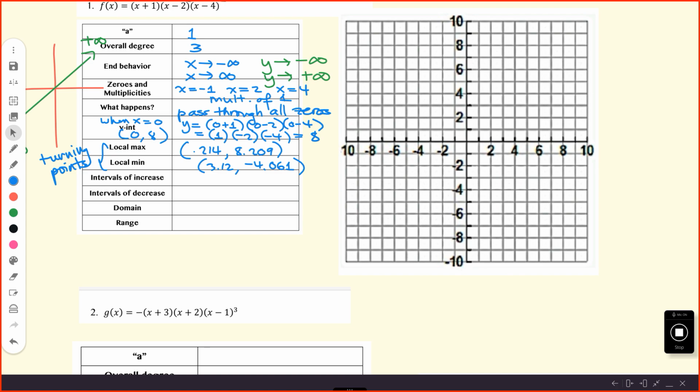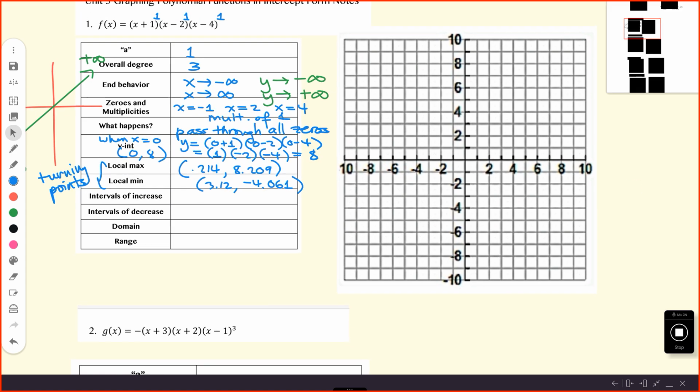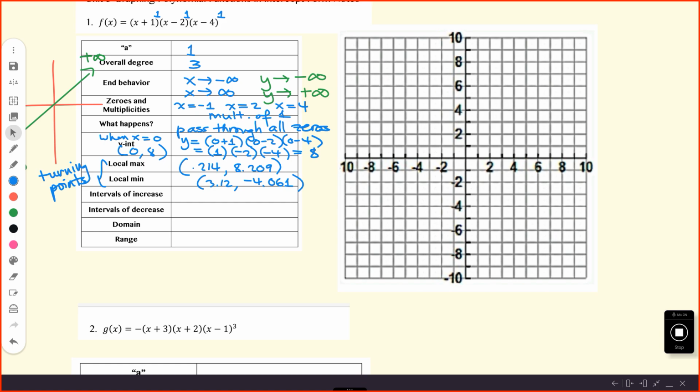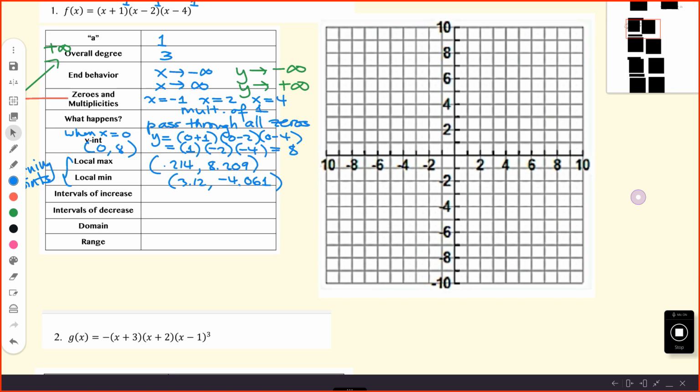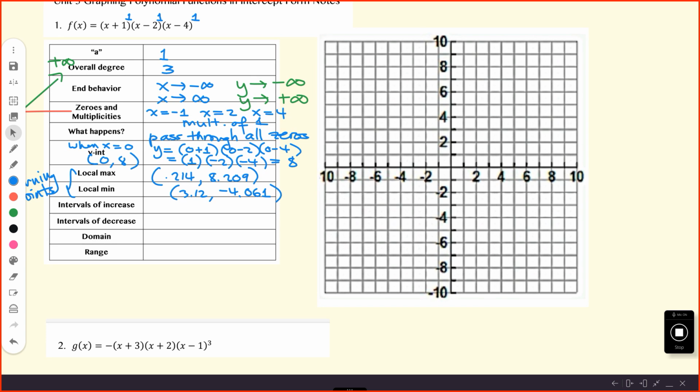All right, so what we're going to do here is try to plot all these points so that we can estimate the graph. It doesn't have to be exact, okay? We're just estimating because we're going to use that for the interval of increase and decrease. So first we're going to plot our x-intercepts, which are the zeros, right? So we have negative 1, it's right here, and then positive 2 is right here, and then 4 is right here. And also we know that the y-intercept is 0.8, so that's going to be right here.